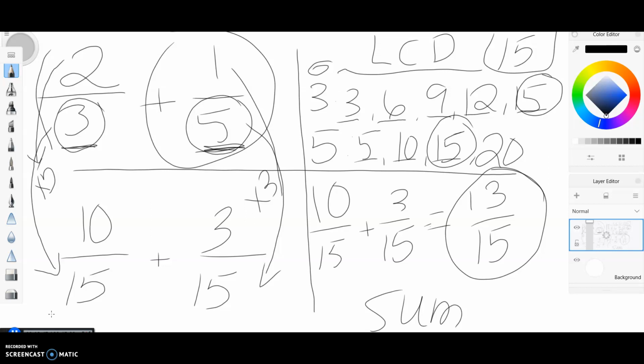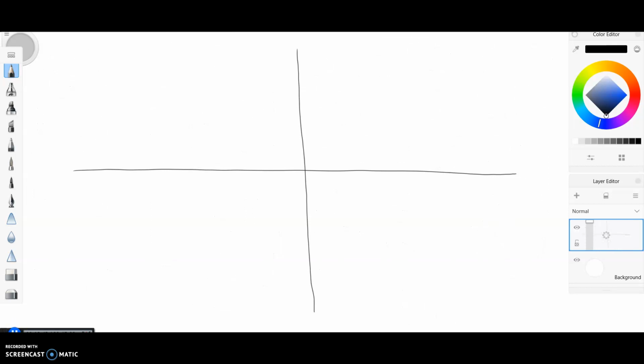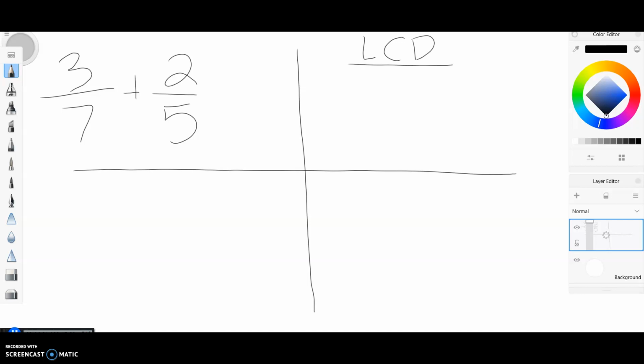Right, so let's try another one. The new problem we'll be solving is 3/7 plus 2/5. Like I said earlier, we'll be looking for our least common denominator, the smallest number we have in common between the multiples of 7 and 5. So let's find out what the multiples are. The multiples are just counting up by those numbers.